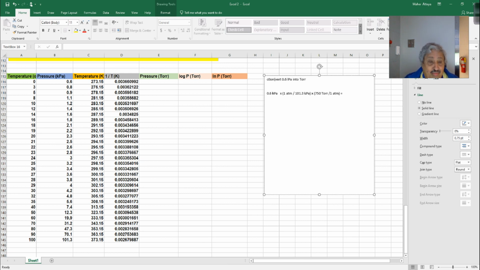Well, we are almost at the end now. Anyway, ATM cancels with ATM, kilopascal cancels. Let's put the formula together. How do we put the formula?